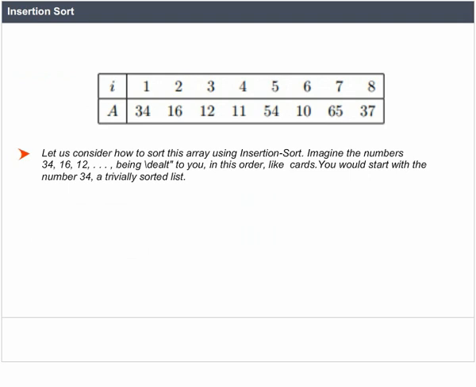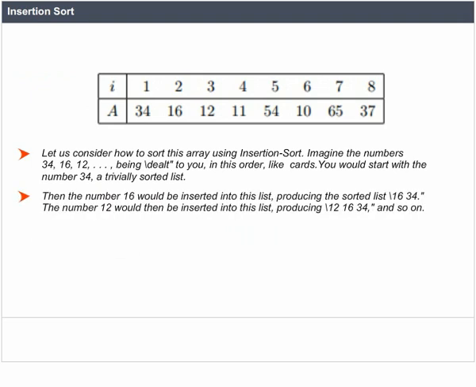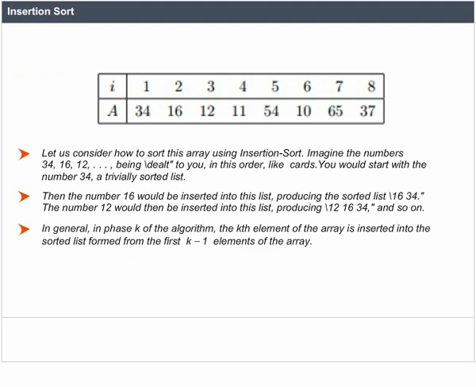Imagine the numbers 34, 16, 12, etc. being dealt to you in this order, like cards. You would start with the number 34, a trivially sorted list. Then the number 16 would be inserted into this list, producing the sorted list 16, 34. The number 12 would then be inserted into this list, producing 12, 16, 34, and so on. In general, in phase k of the algorithm, the kth element of the array is inserted into the sorted list formed from the first k-1 elements of the array.